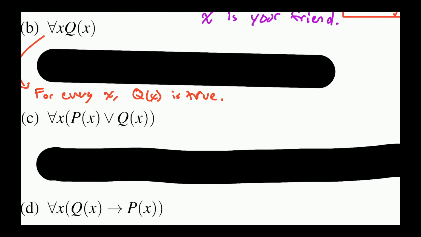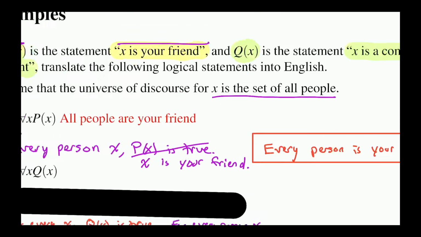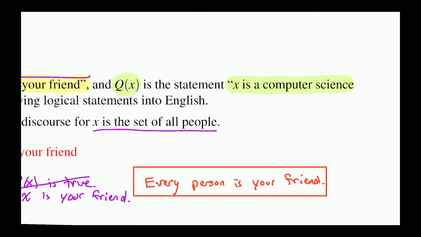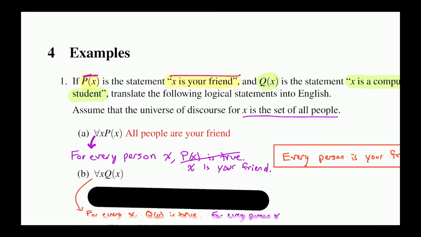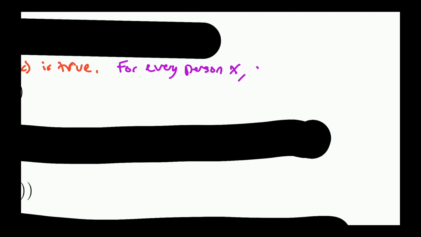So for every X, but X is people, right? So how would we write this? For every X, that's for every person. So for all people, or for every person, I'll even say person X, which we normally wouldn't do. For every person X, Q of X is true. Well, what's Q of X? X is a computer science student. So for every person X, X is a computer science student.